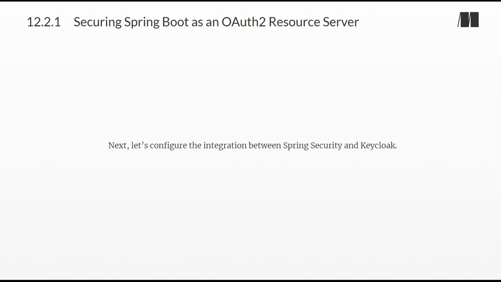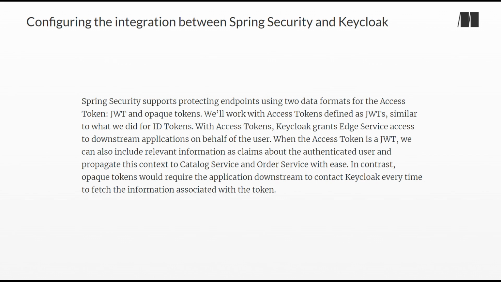Next, let's configure the integration between Spring Security and Keycloak. Configuring the integration between Spring Security and Keycloak. Spring Security supports protecting endpoints using two data formats for the access token, JWT and opaque tokens. We'll work with access tokens defined as JWTs, similar to what we did for ID tokens. With access tokens, Keycloak grants Edge service access to downstream applications on behalf of the user.